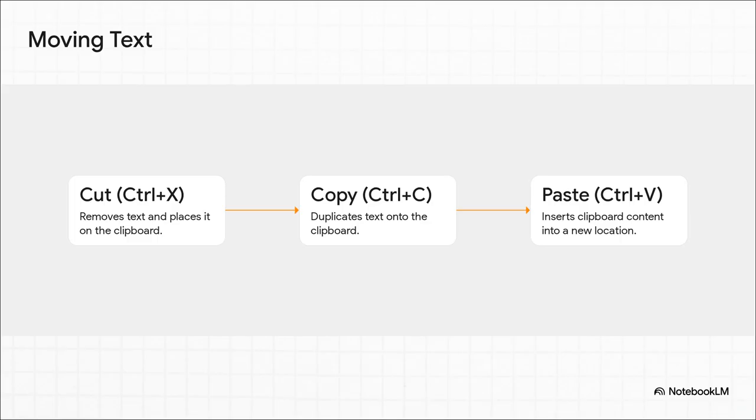Cut lifts the text out to move it somewhere else. Copy just makes a duplicate. And paste, well, it drops whatever's on your clipboard right where your cursor is. Mastering these three shortcuts will save you so much time.